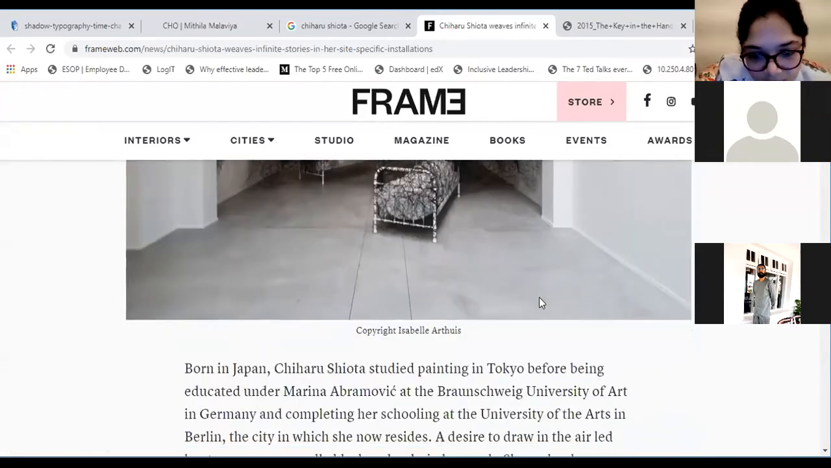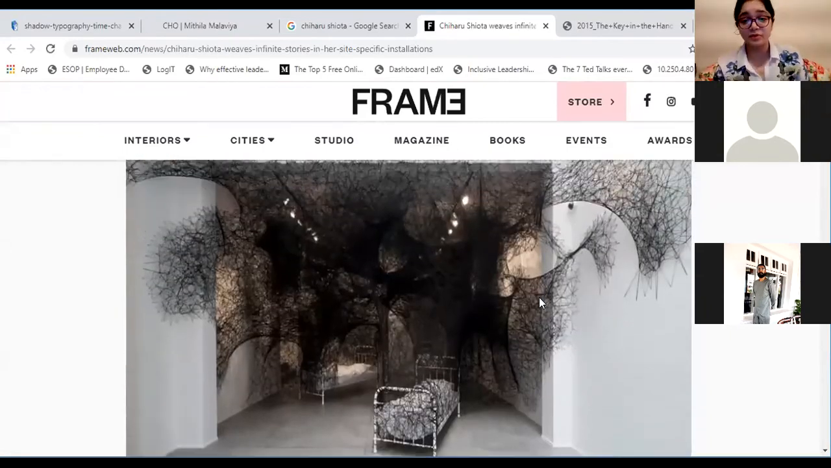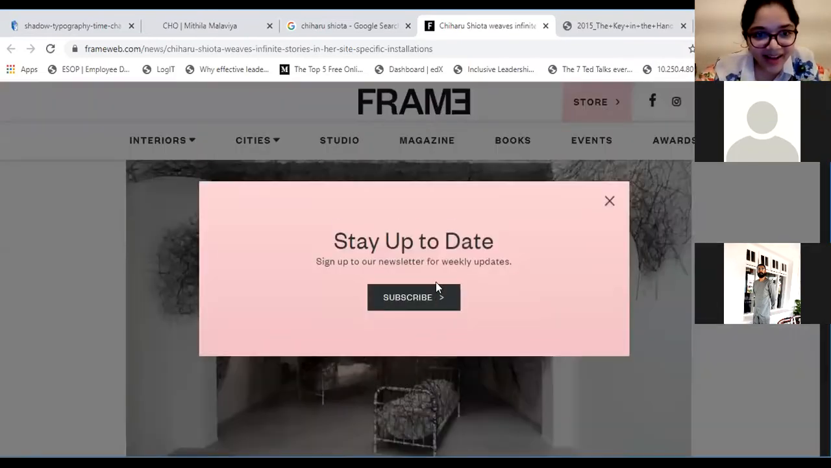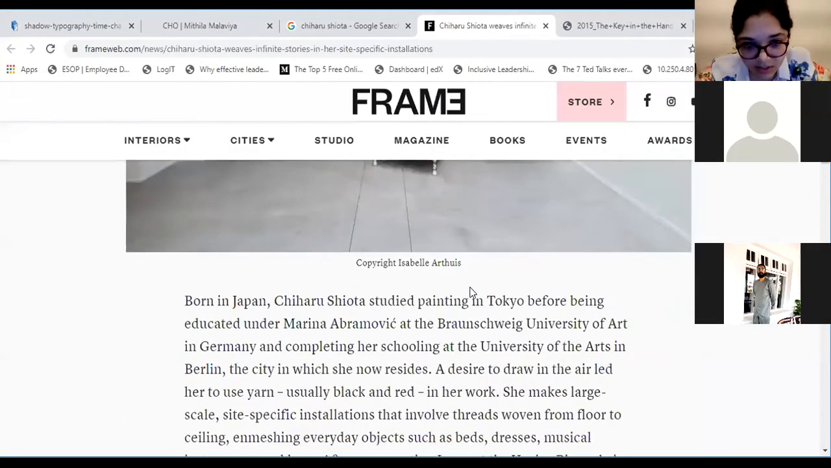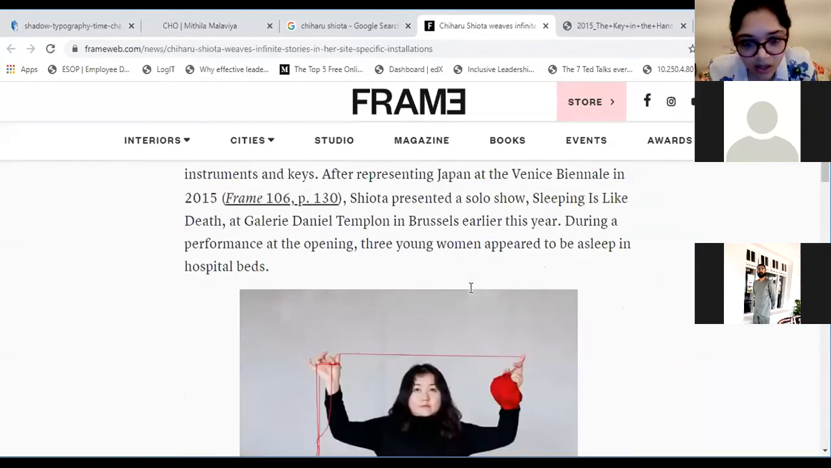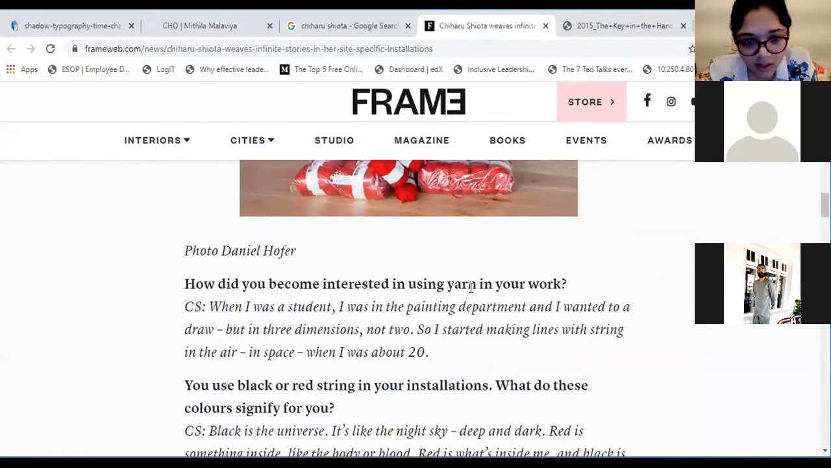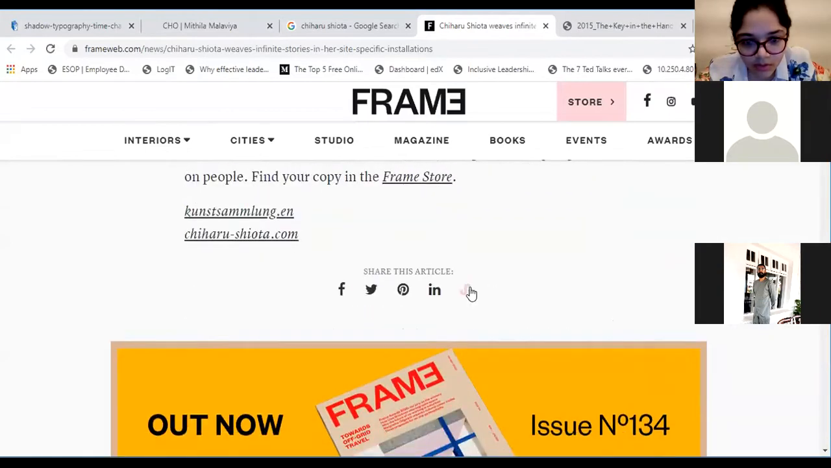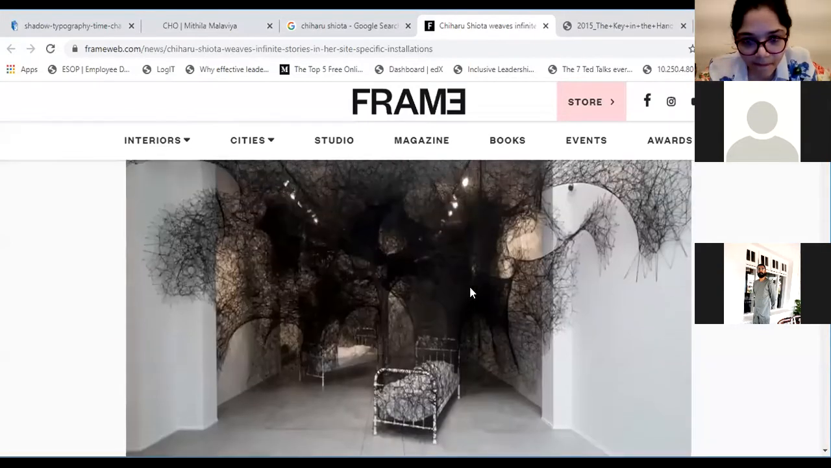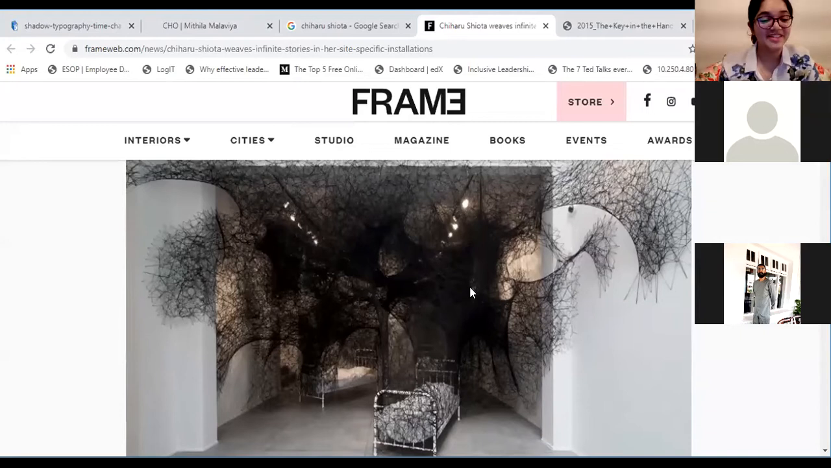Wow. Okay. Is that a cradle? Is that like beds for babies? Is that like a crib or something? I think it's a hospital bed. I don't know much about this specific piece. I think this is an article about Shioto. Okay, wow. But yeah, I'm sorry, I don't know much about this piece, but she's a great artist.